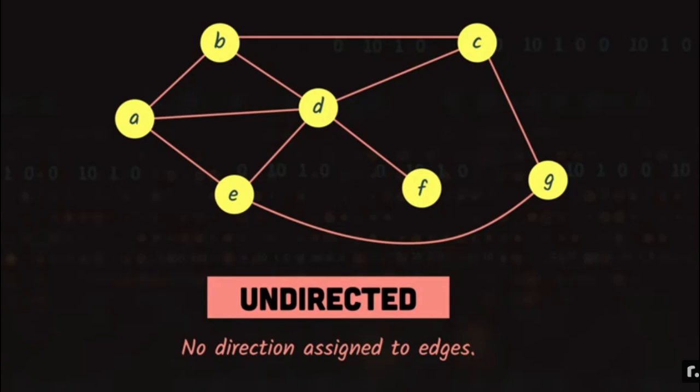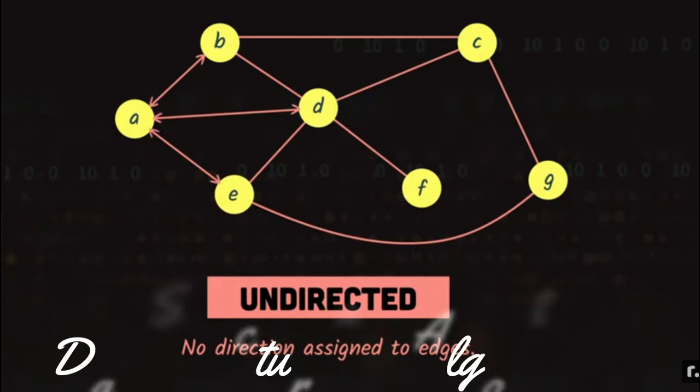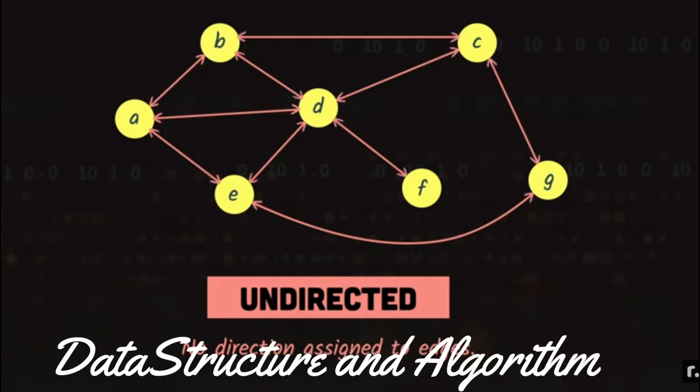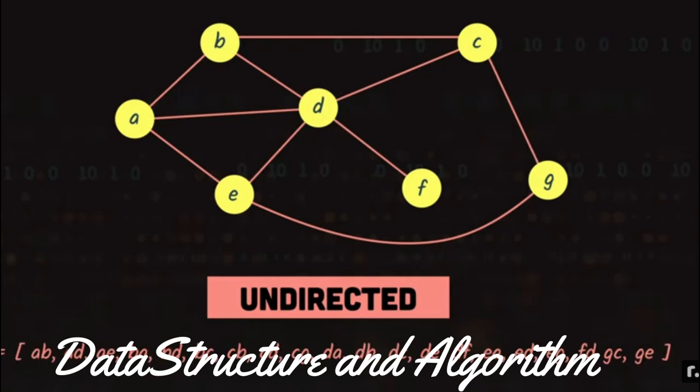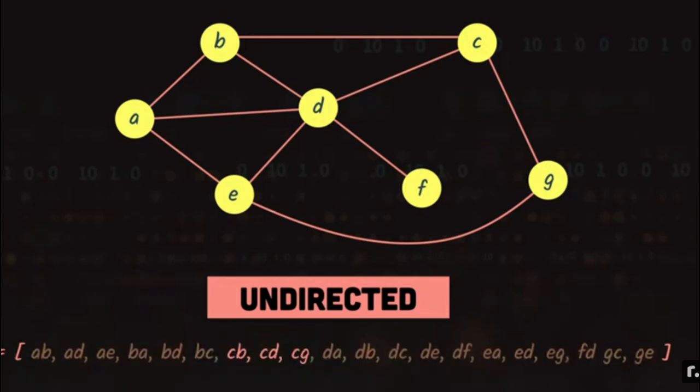So if you see here, we can travel from node A to node B, and from node B we can travel back to node A. We can travel from node A to node D and back from D to A, from A to E and then back to A. In the similar way we can travel from any node to any adjacent node and back. Now if you look at the edges for this undirected graph, it would be this list. So we can travel from A to B, D and E, from B to A, D and C, from C to B, D and G, and so on.